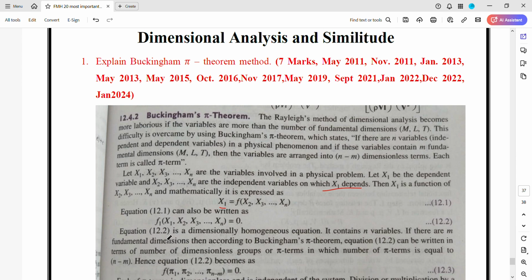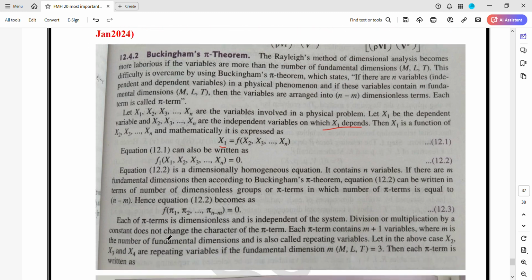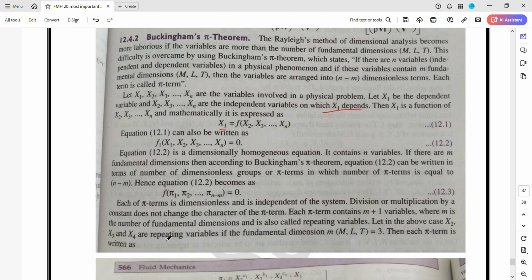The second equation is the dimensionally homogeneous equation. It contains n variables. If there are m fundamental dimensions, then according to the Buckingham pi theorem, the second equation can be written in terms of a number of dimensionless groups or pi terms, in which the number of pi terms is equal to n minus m. Hence, the equation becomes f of pi 1, pi 2 up to pi n minus m is equal to 0. We can write it this way also. Each pi term is dimensionless and independent of the system of units.